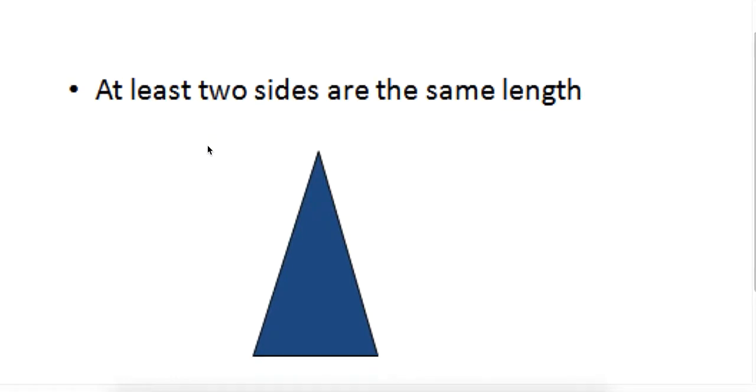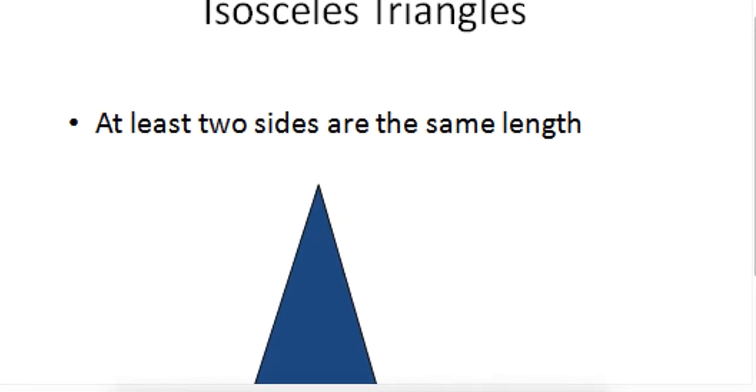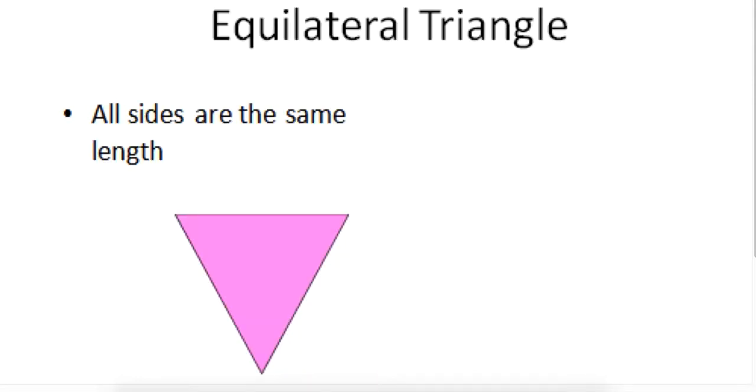Isosceles, at least two sides are the same. So you would see a hash mark here and a hash mark here. So those two sides are the same length. Equilateral, all sides are the same length. So you would find a hash mark on all three of the sides. So make sure you also draw a picture on your cheat sheet.